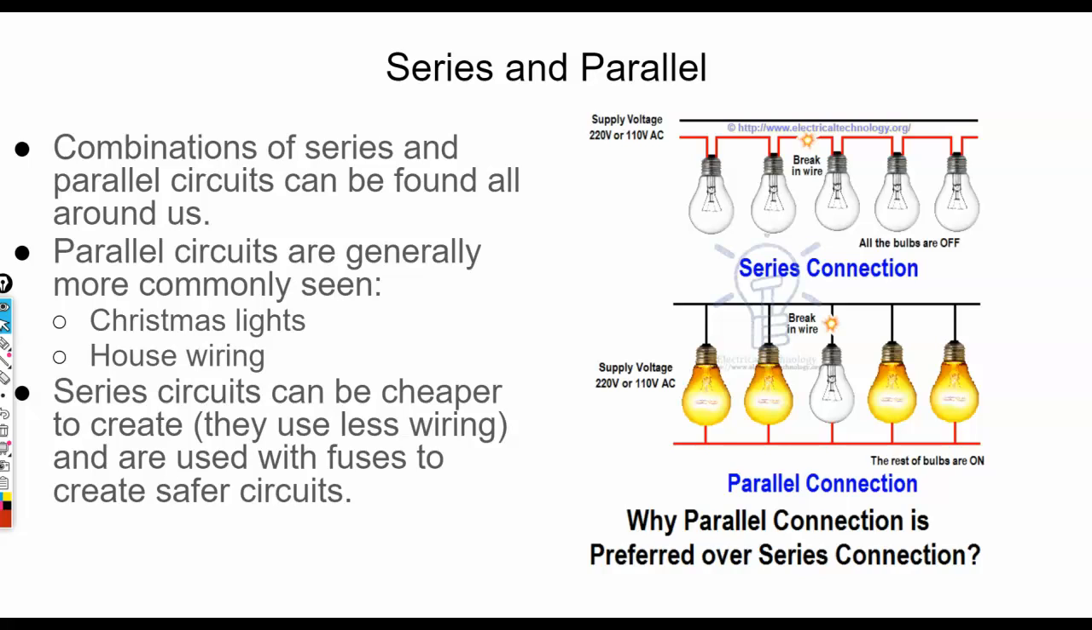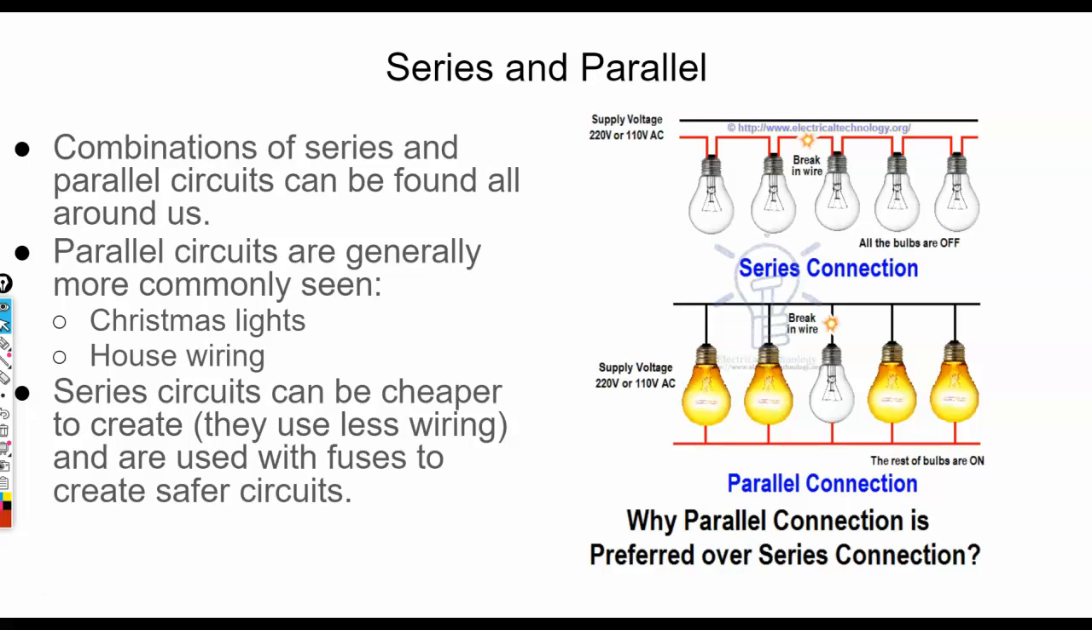Now, parallel circuits are seen a lot more often. For example, in Christmas lights, if you go to the store and buy Christmas lights to put on your tree or on your house, usually those are in parallel. What that means is if one of the tiny little light bulbs goes out, all of the other lights still work. Now sometimes when you buy Christmas lights, if one of the light bulbs goes out, a whole strand might go out. That's because sometimes Christmas lights have a combination of series and parallel circuits.